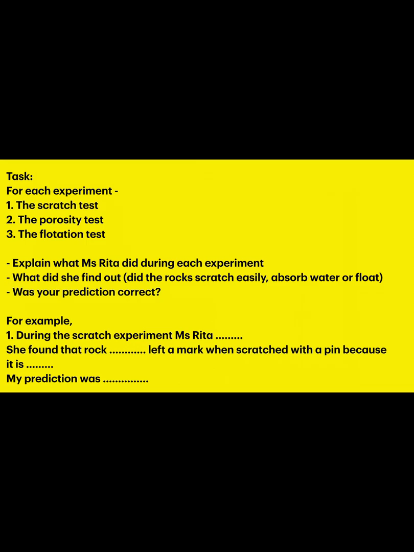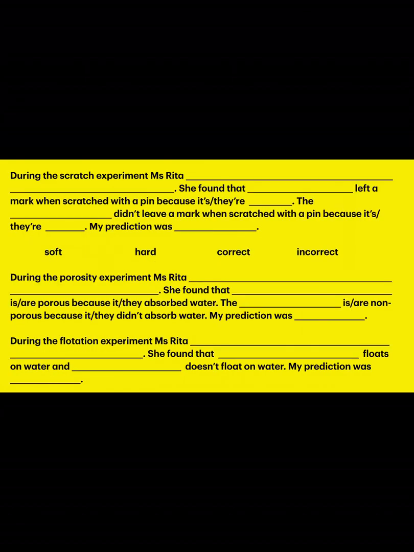So, your task is to look at each of the tests, explain what Miss Rita did, and then say what she found out for all 3. Then you need to decide, was your prediction correct? Okay, so you are going to use the following fill in the blanks to help you come up with some sentences explaining the results of the experiment. For example, during the scratch experiment, Miss Rita, she found that rock left a mark when it's scratched with a pin because it is, and my prediction was.